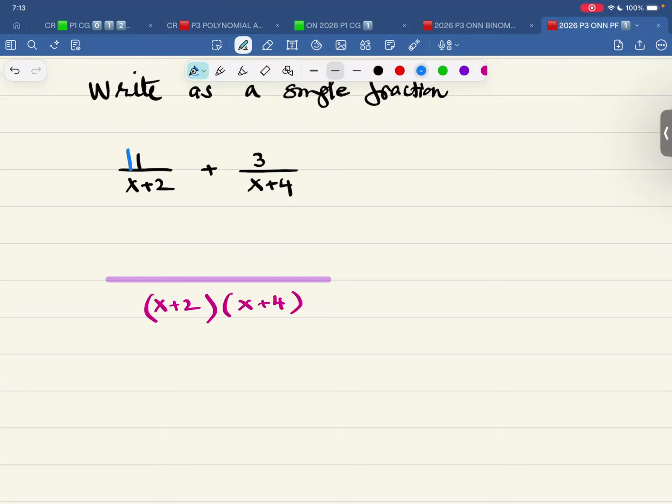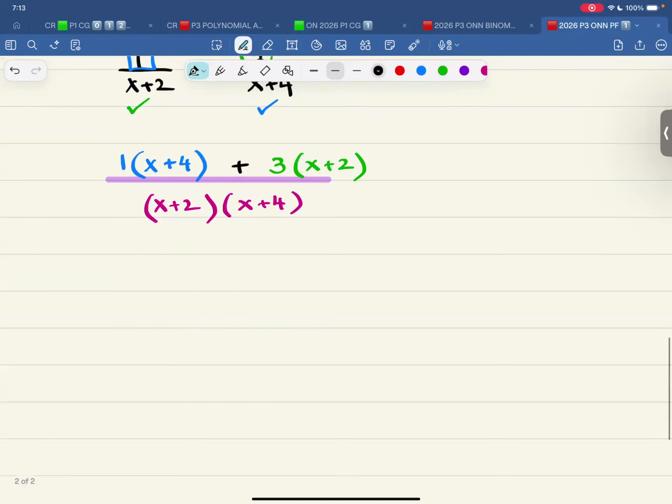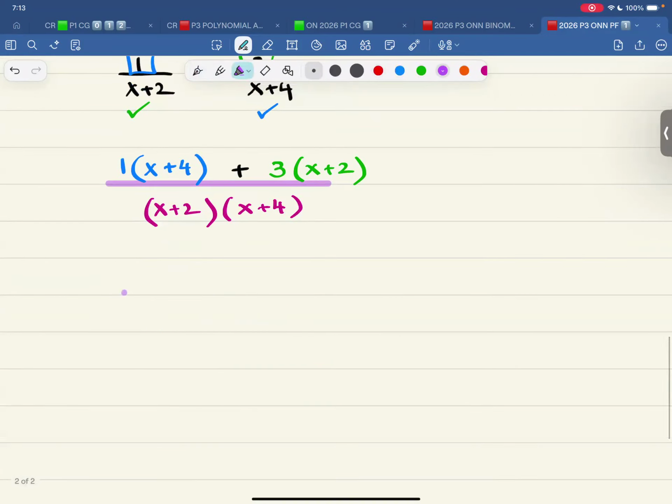This 1 is multiplied with x plus 4. This 3 is multiplied with x plus 2. And there is a positive sign already in the middle. You keep the denominator as it is, which is x plus 2, x plus 4. Do not expand.